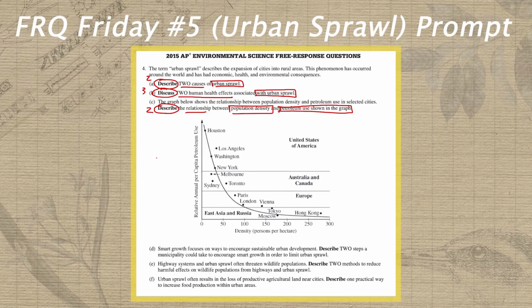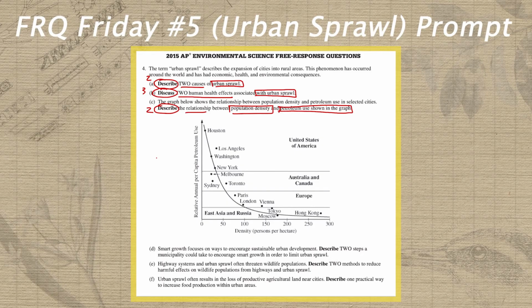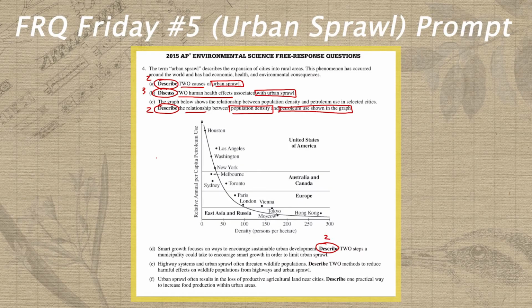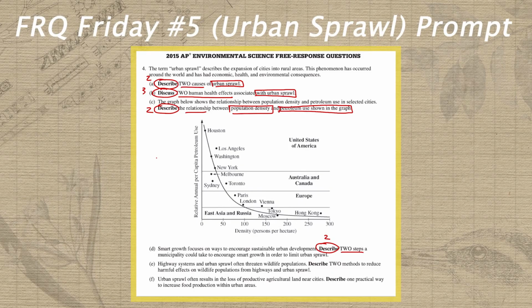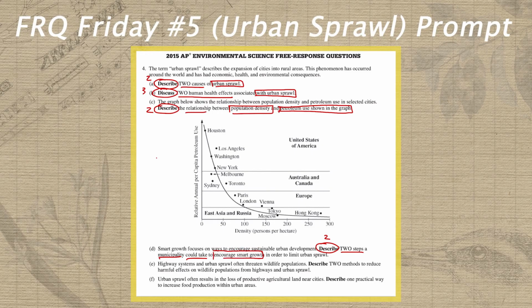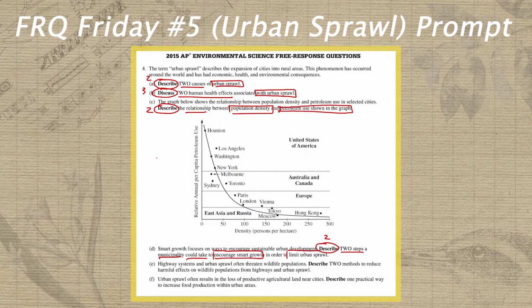Now in letter D, we're looking at smart growth or ways to have more sustainable development and reduce some of these effects of urban sprawl. So we have a describe prompt, which we'll circle and write a 2 above. And what we're describing are 2 steps that a municipality or a city could take. So I'm underlining that. Our core answer has to be steps taken by a city or municipality. And these steps should encourage smart growth, ultimately with the goal of limiting urban sprawl.